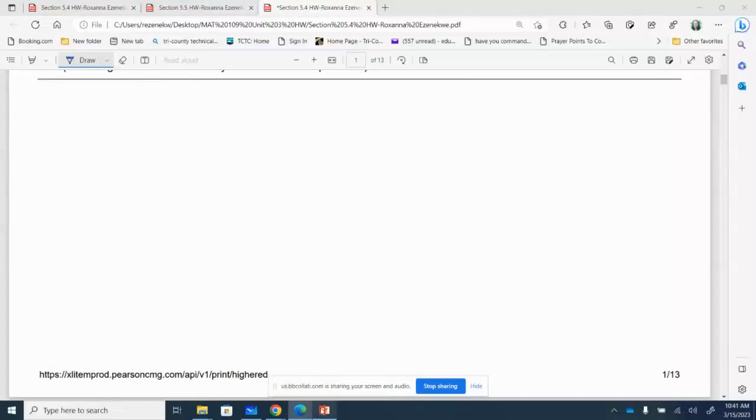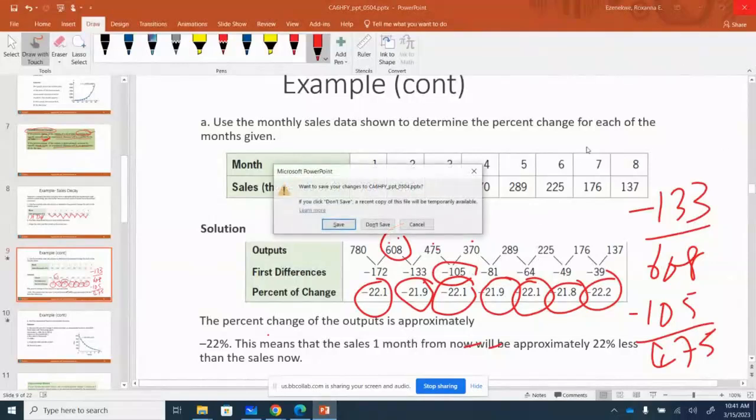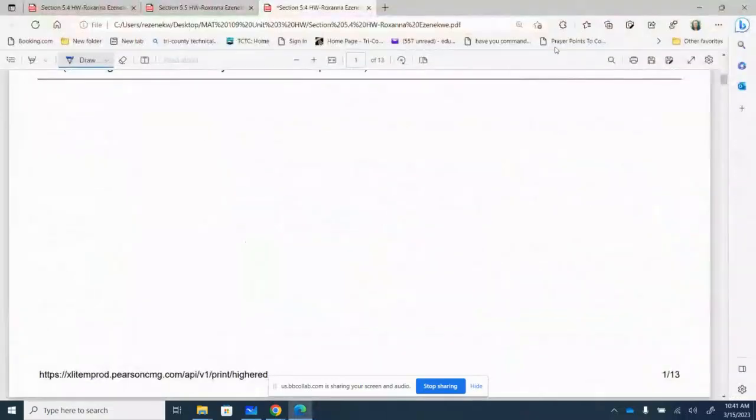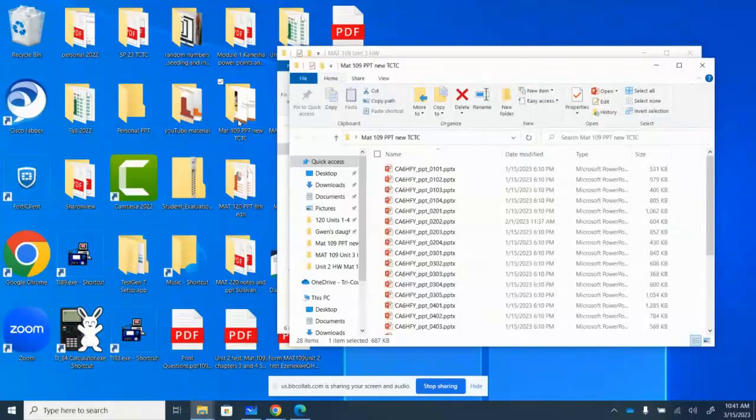So let's go to 5.5. This is 5.4, so I'm going to take that off. I don't want to save anything. Okay, and I am in PowerPoint 5.5. So we still have time.